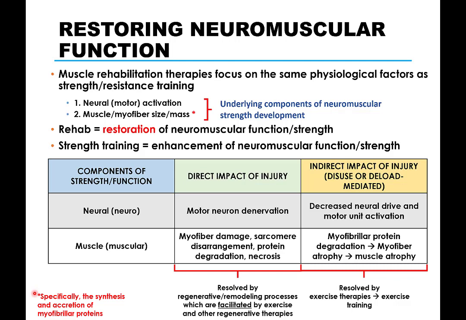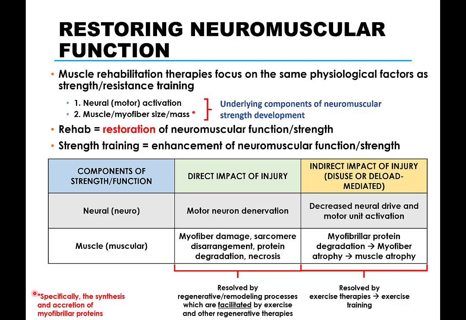So as you can see, the direct contributor to strength in terms of the muscular component of neuromuscular strength is the myofibrillar protein content within each of the individual muscle fibers. Thus, with an increase in myofibrillar protein content, the muscle fibers and thus muscle becomes stronger. And it will be the vice versa effect with a decrease in myofibrillar protein content.